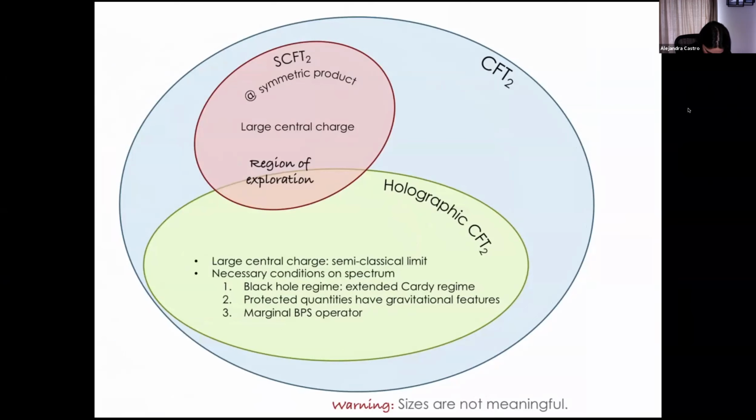Based on this discussion, to refine a bit more what I'm calling a holographic CFT for the purposes of today: I'll be looking at protected quantities that have gravitational features. My third condition is that within these holographic CFTs I have marginal BPS operators. I decided to study the space of symmetric product theories, and now the question is whether there is an intersection between the space of symmetric product theories and the space of holographic CFTs.